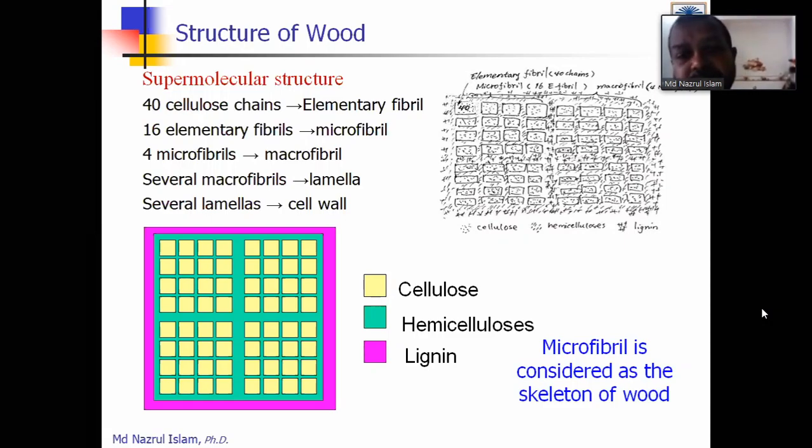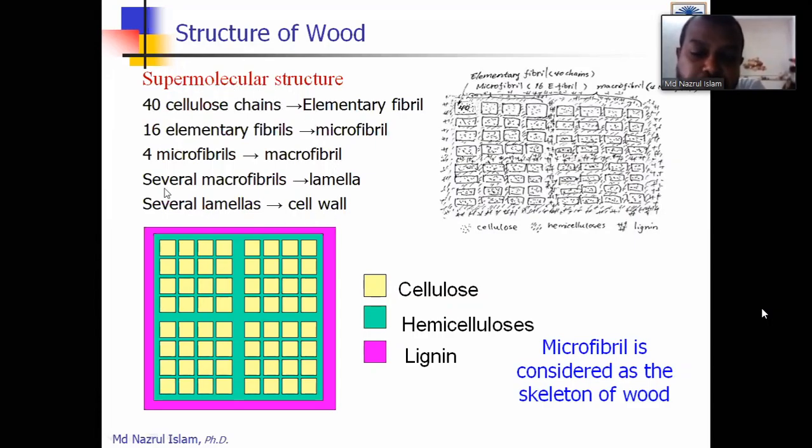Then 16 elementary fibrils. Remember that the 40, that 16 or 4, whatever we are saying, is not 100% always. That is an average that we are saying generally. So 40 cellulose chains generally make one elementary fibril, and when 16 elementary fibrils come together, we say that is the microfibril, and 4 microfibrils make the macrofibril, and several macrofibrils make the lamella. Several lamellae make the cell also.